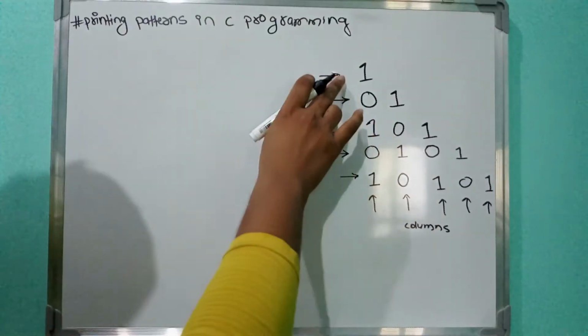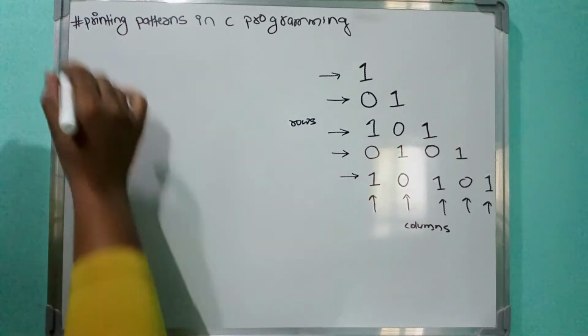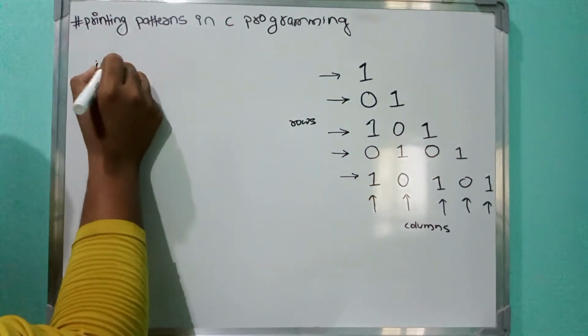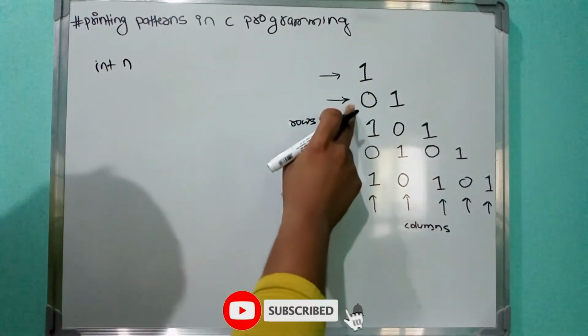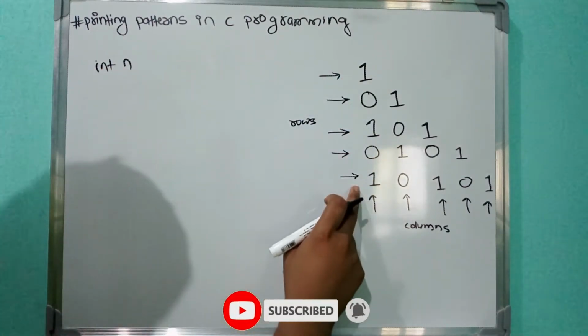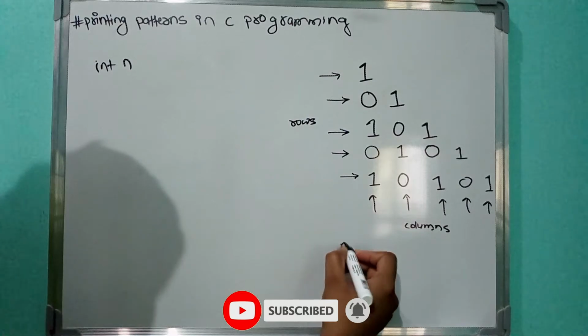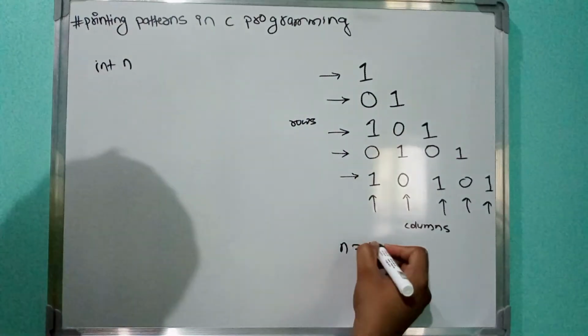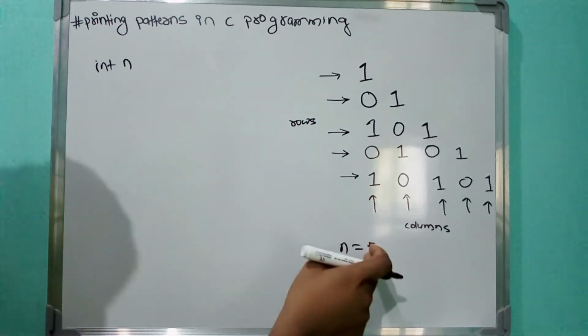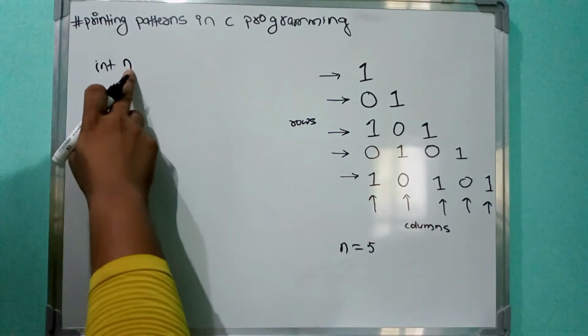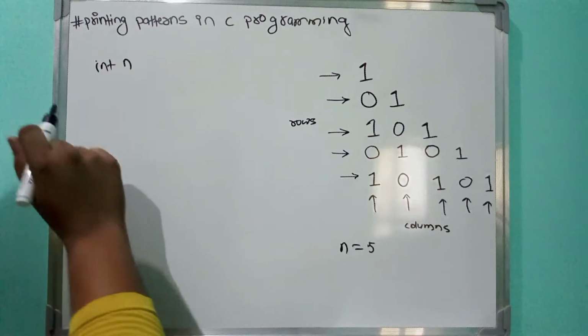Here we will take the number of rows from the user, right? So we will create a variable n. In this n we will take the number of rows for which we are printing this pattern from the user. In this particular case the number of rows is 5. So the user has given us the input 5, which we are storing in the n variable.